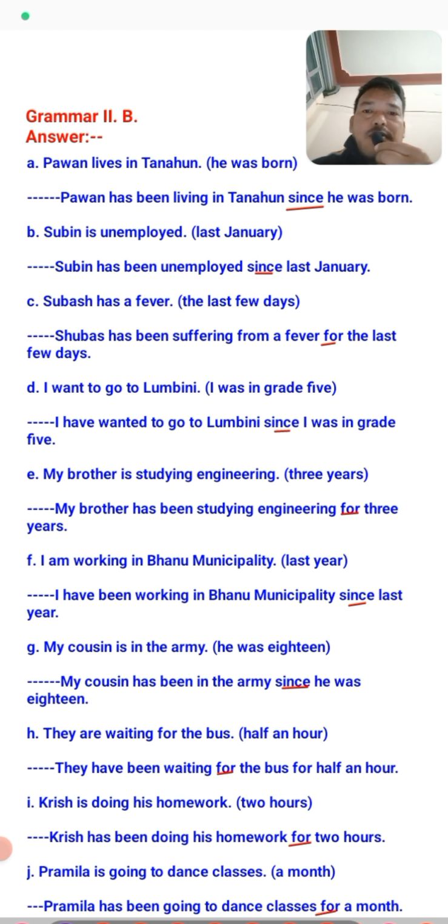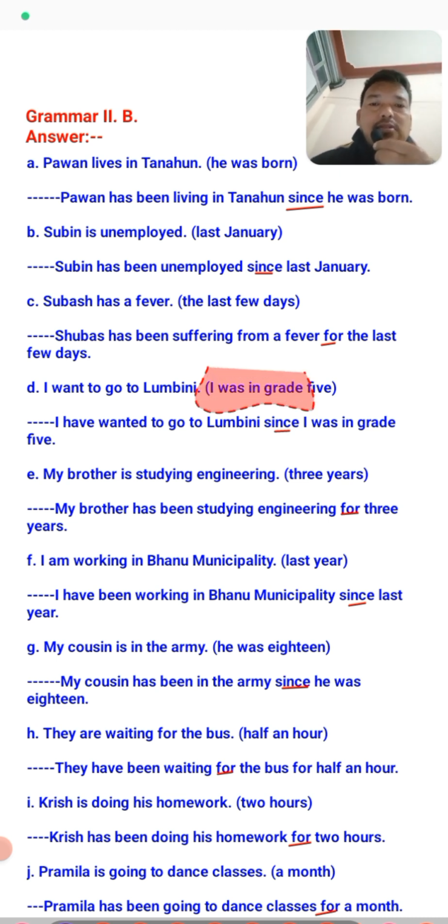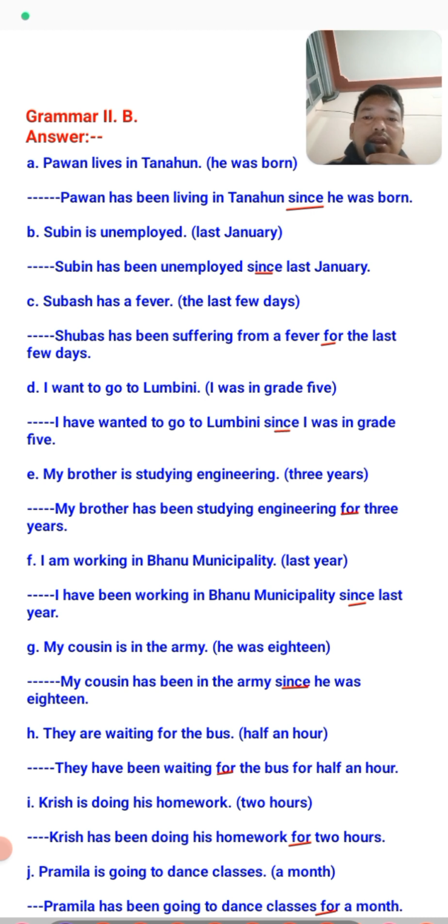Subhash has a fever, the last few days. Again, Subhash has been suffering from a fever for the last few days. Here, the last few days is not a certain or indefinite time, it's a period of time, students. That's why we will use the preposition for here. And D number, I want to go to Lumbini, again, I was in grade 5. The definite and certain time is already given. That's why we use: I have wanted to go to Lumbini since I was in grade 5.